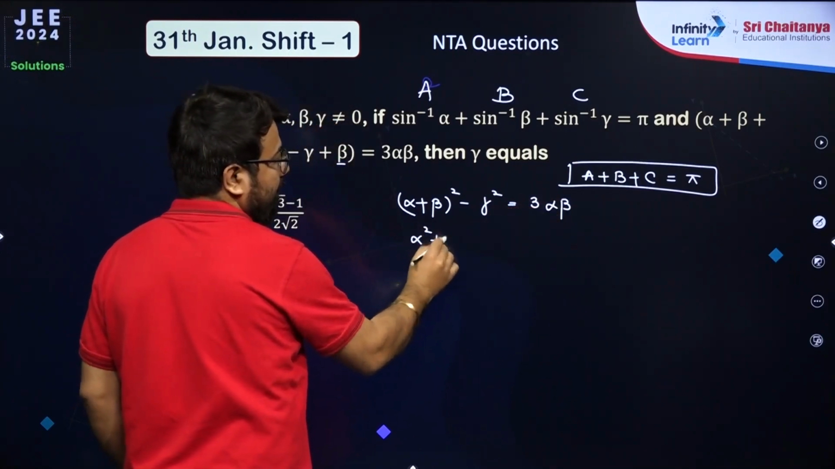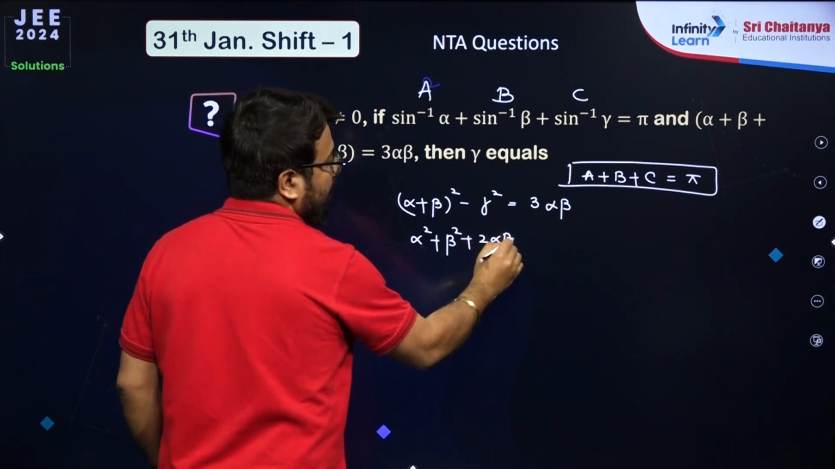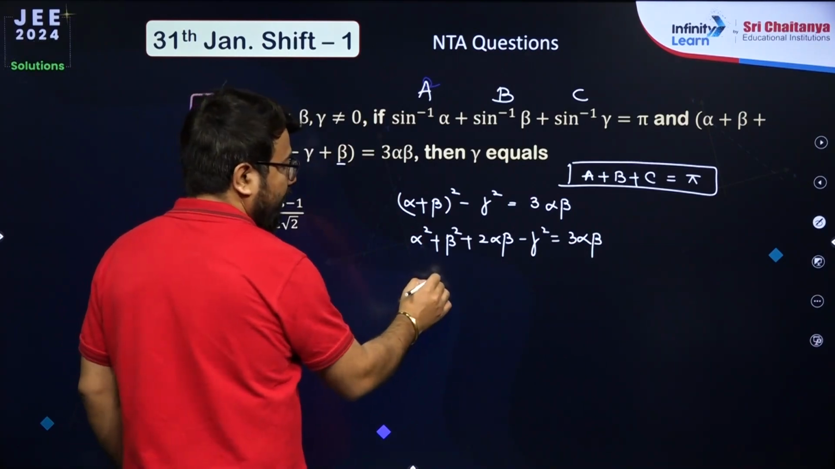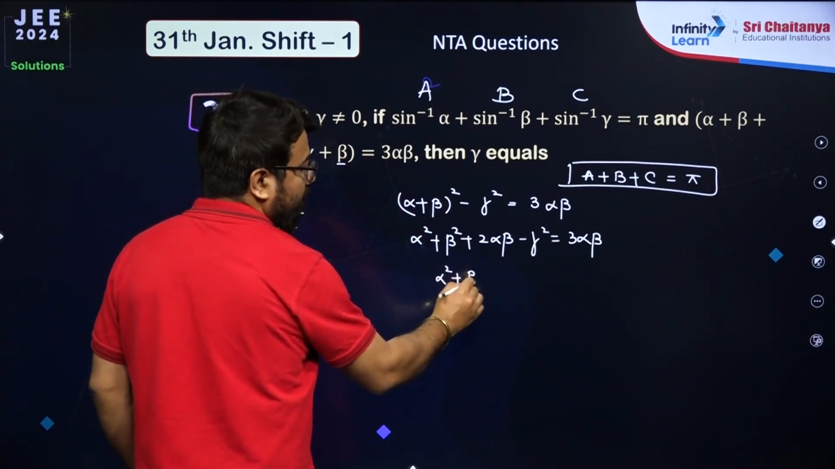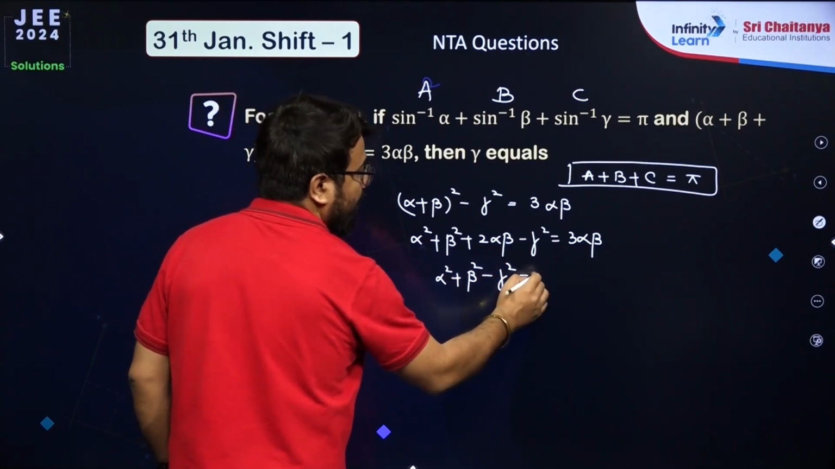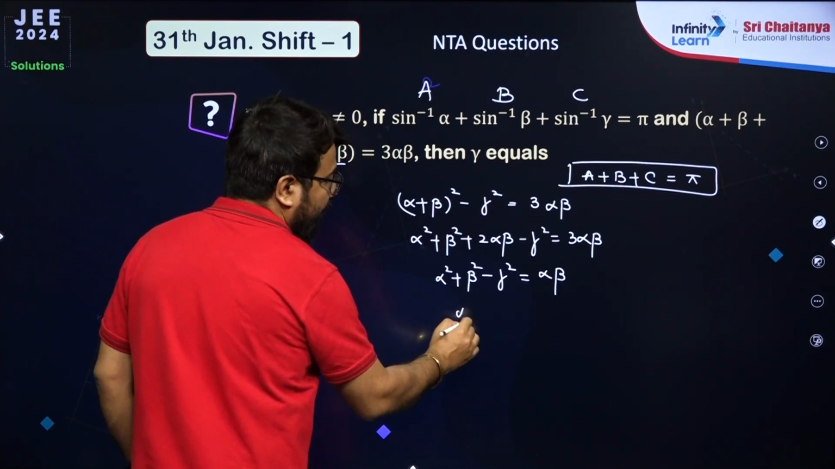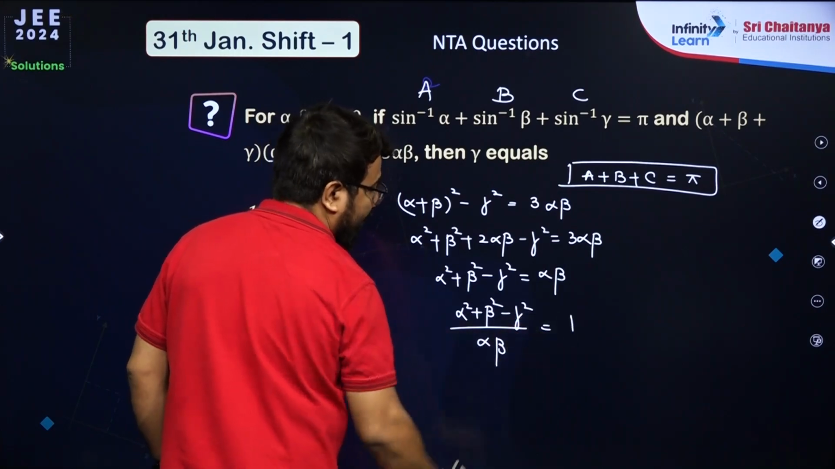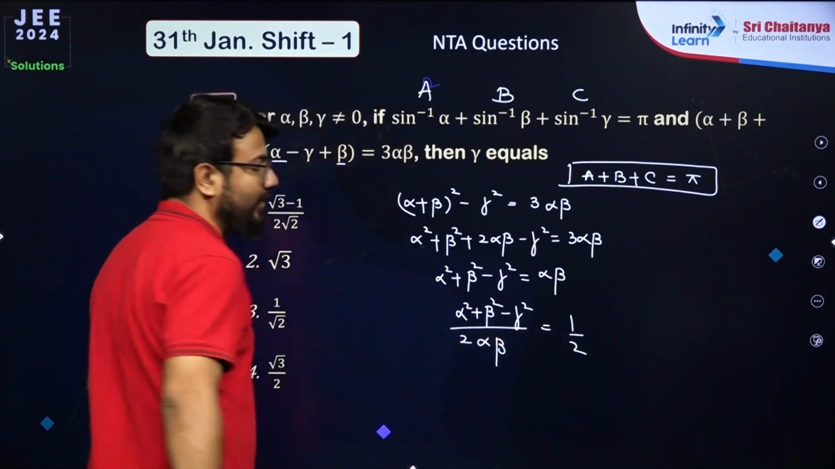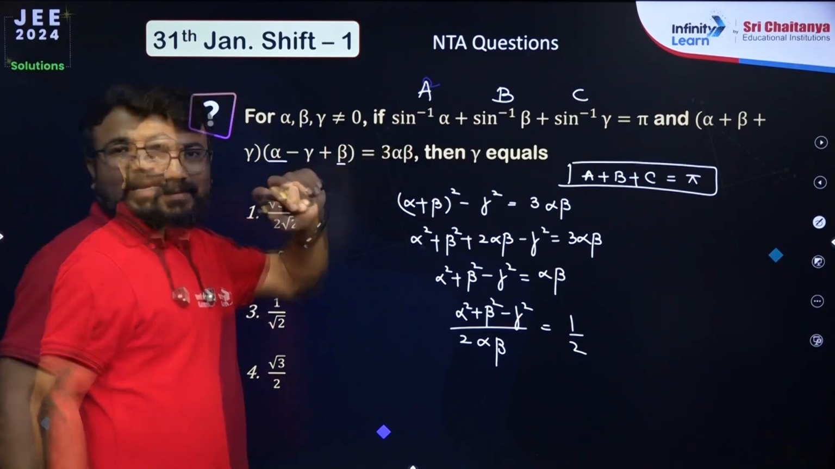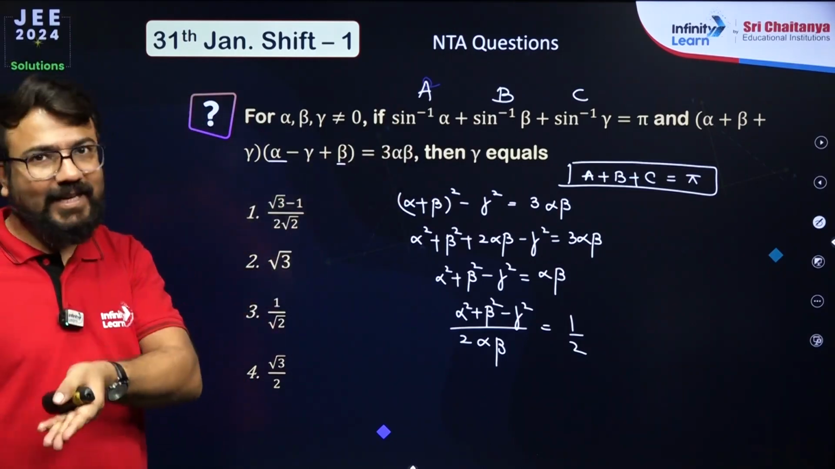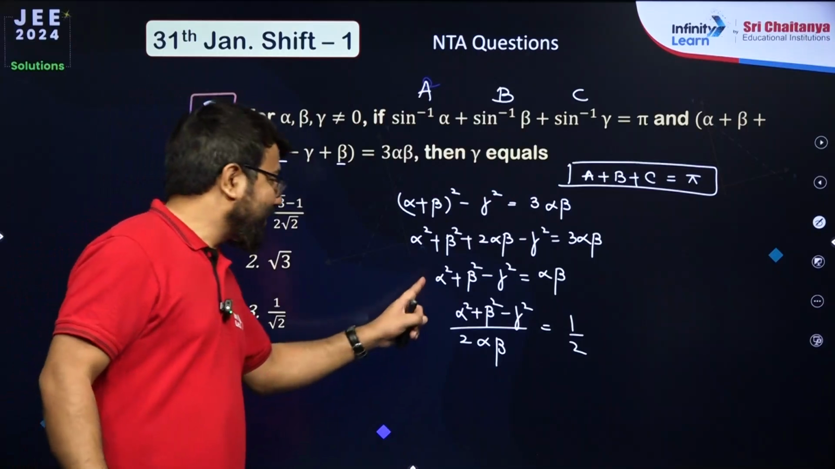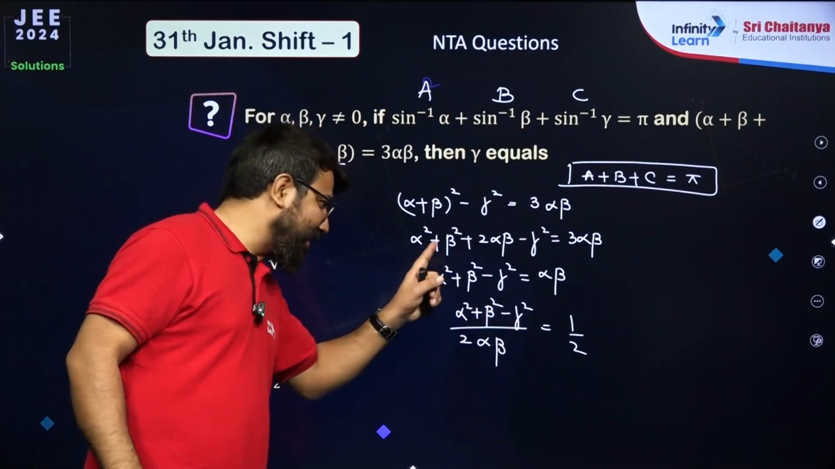If I try to open this up, a square plus b square plus 2ab minus gamma square, here it is 3 alpha beta. So it gets converted to alpha square plus beta square minus gamma square equals alpha beta. So alpha square plus beta square minus gamma square whole divided by alpha beta will be 1. And if I divide by 2 on both sides, that will become half. So my dear students, alpha is sin A, and sin A can be written as k times a. So ultimately it is a square plus b square, small a, that means the side length. So it is a square plus b square minus c square over 2ab.